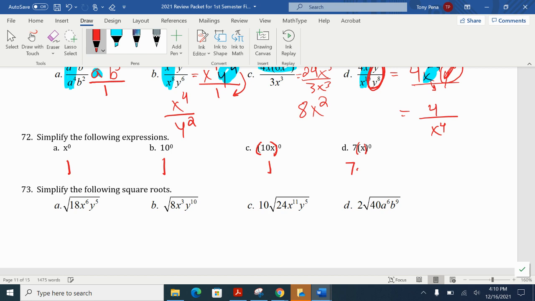So I really have 7 times, and then if I take that x to the 0 power, that's my 1, so that this one stays a 7. The 7 is not getting raised to that power. If I gave you like this one, the number is also in the parentheses. That's why that one is different than letter D. That number has been removed from the parentheses. It did not have that power of 0.